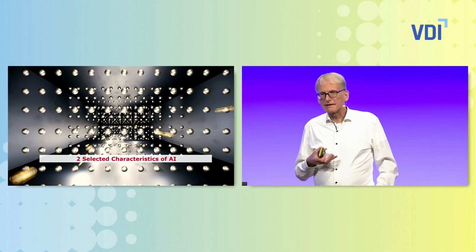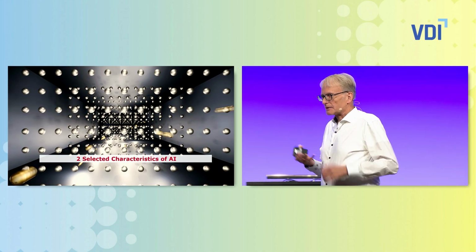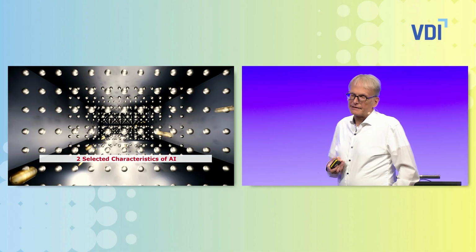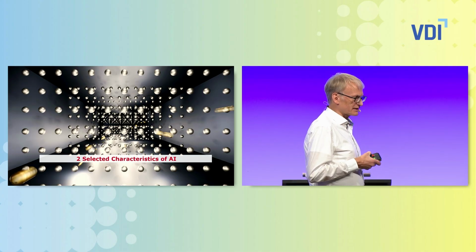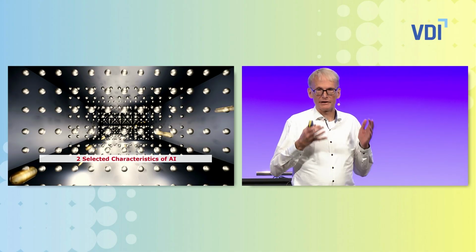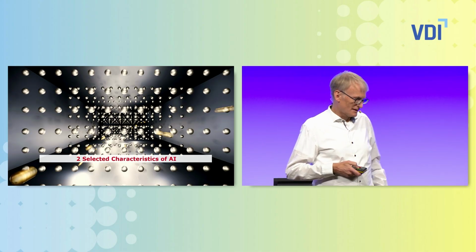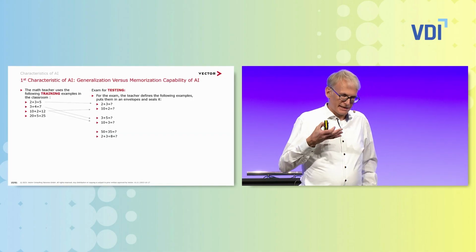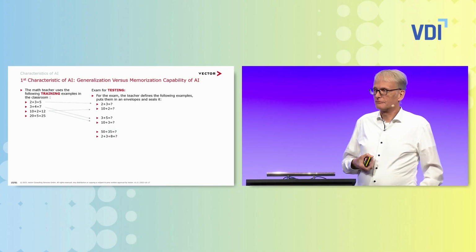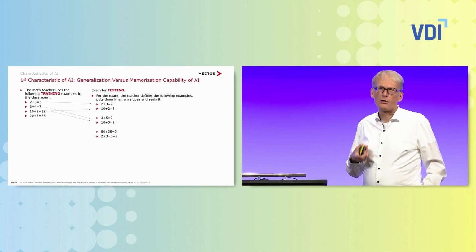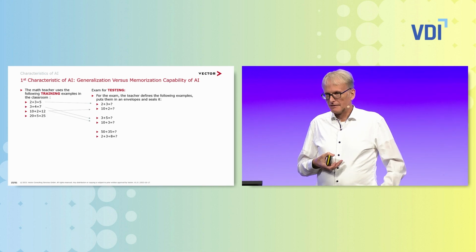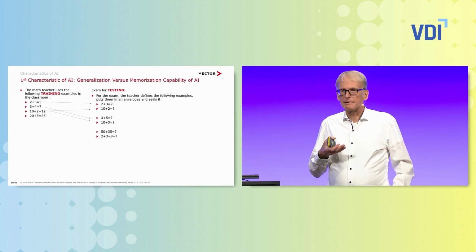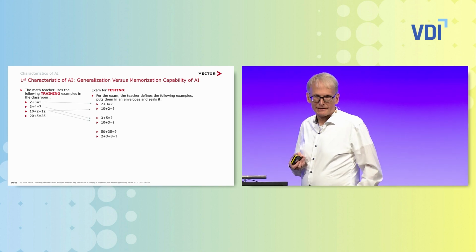But from that time at Carnegie Mellon, I got the spirit of what AI is, and I would like to bring to your attention two selected characteristics that are important for AI also today. So first is, and this is also what Jeff Hinton was always interested in, how do people learn? And people learn, you can observe when people are learning how to add numbers.